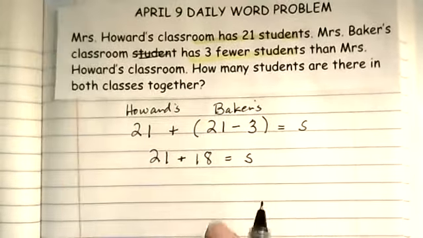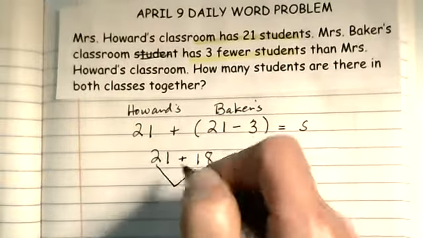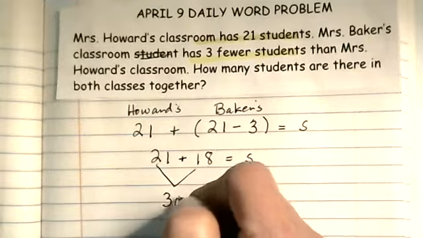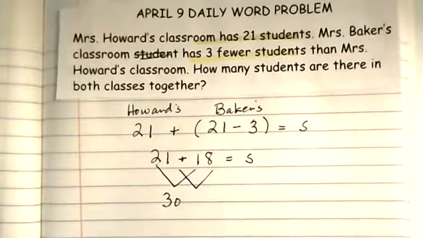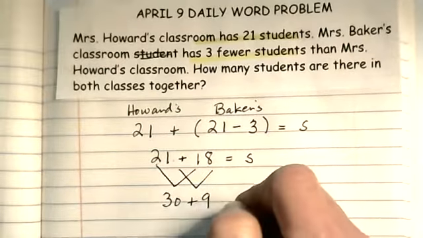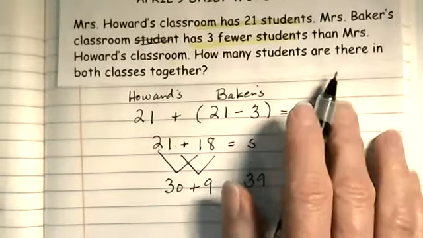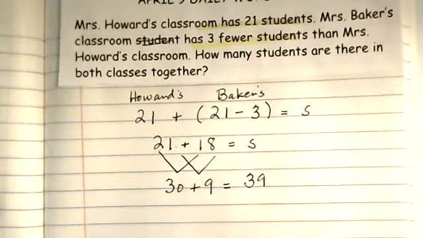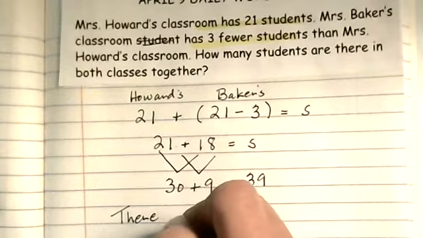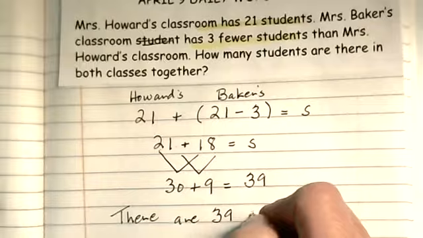Now all we have to do is add these two numbers. We have 20 and 10. If I add the 10s, 20 plus 10 is 30. And then I add the 1s. 1 plus 8 is 9. We have 39. How many students are there in both classes? There are 39 students.